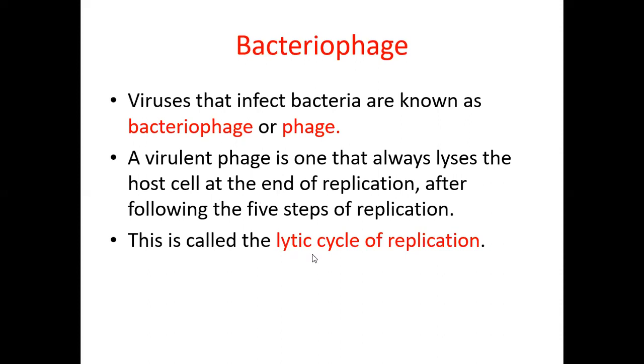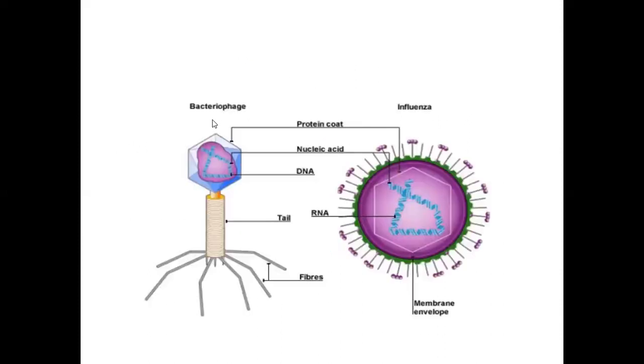And it consists of nucleic acid, usually DNA, and then it's covered by the protein coat in cubic symmetry, and then it has a protein tail with helical symmetry, and also it has fibers for interacting with the bacterial cell.